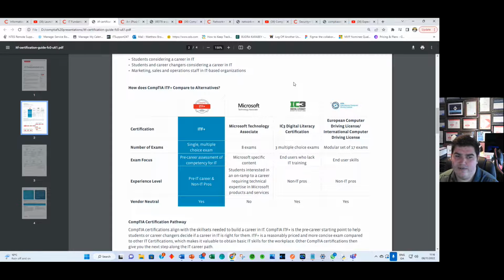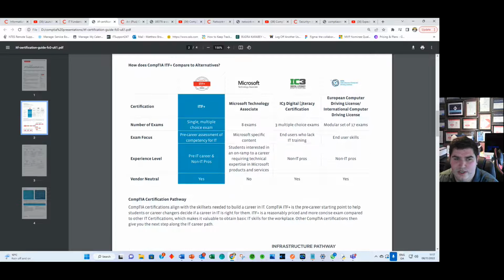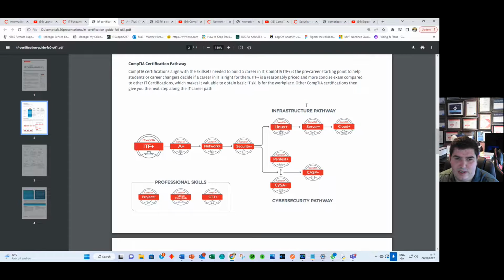So why the IT fundamentals is a good choice is it's a single exam in comparison to all your other vendors. In terms of your Microsoft, that's 8 exams, your IC3 is 3, and then your ECTL has over 17 exams. So why you'd want to do IT fundamentals with CompTIA is it's vendor neutral. So it doesn't focus on any specific certification. It's just your basic fundamentals.